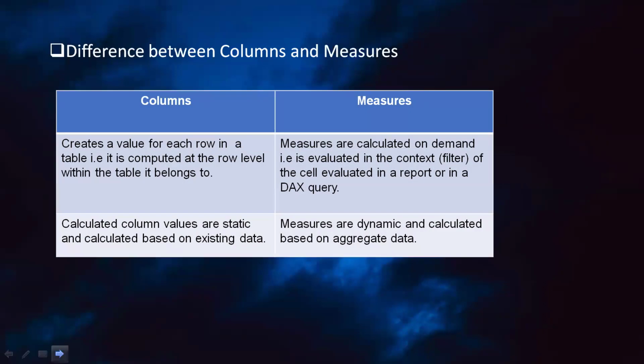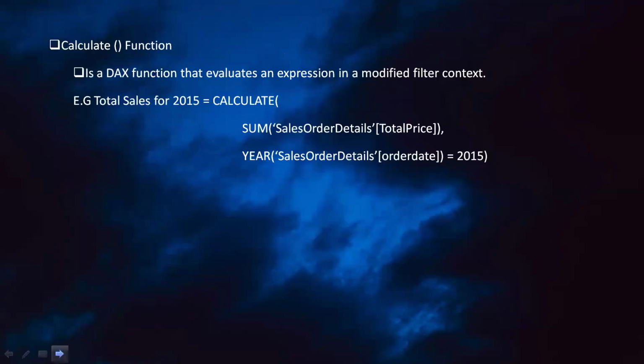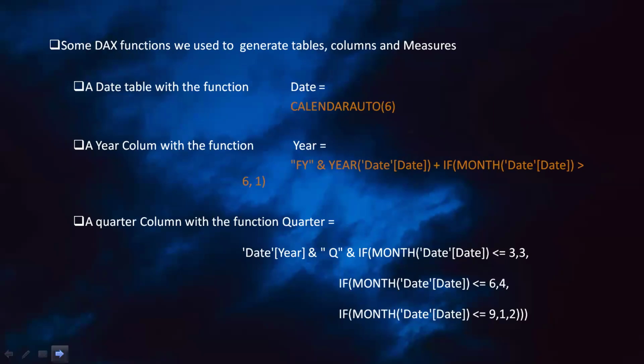Here is highlighting the difference between columns and measures. Next slide, please. And also highlighting the CALCULATE function, which is a type of DAX function that evaluates an expression in a modified filter context. Next slide, please. So we were able to carry out different DAX functions to generate columns, tables, and measures.